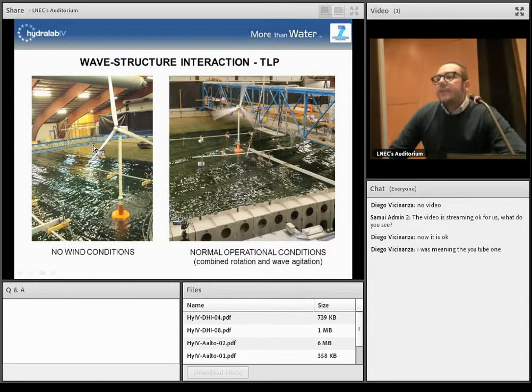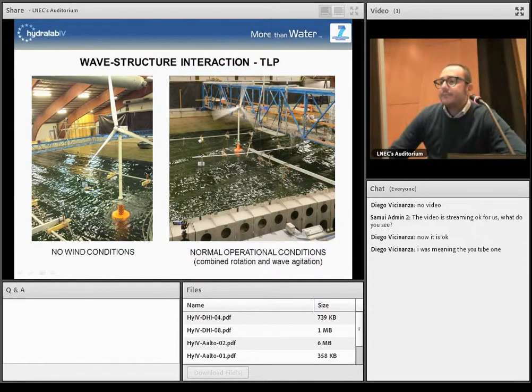This is the case of wave interaction for the spar buoy. On the left side, we can see the situation with no wind conditions, and on the right side, we can see the interaction between the propagating waves and the floating structure under normal operational conditions.